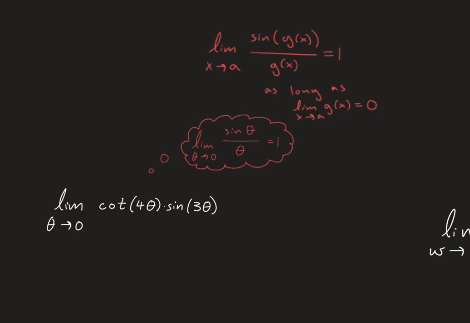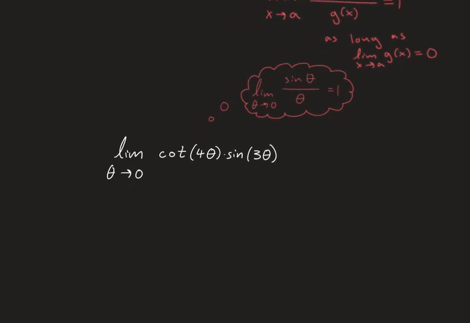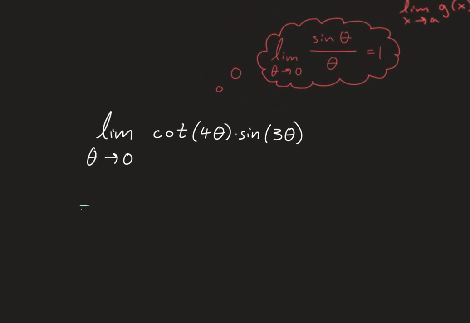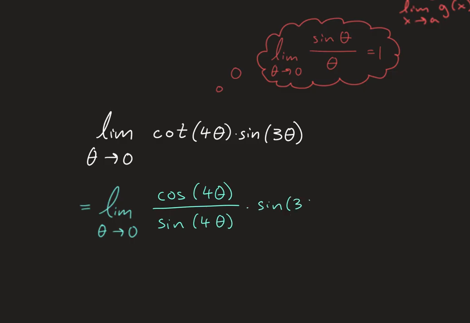So why am I saying that? Let's observe. We got to remember some trigonometry here. This is the same thing as the limit as theta approaches 0 of cosine of 4 theta divided by the sine of 4 theta, times the sine of 3 theta.